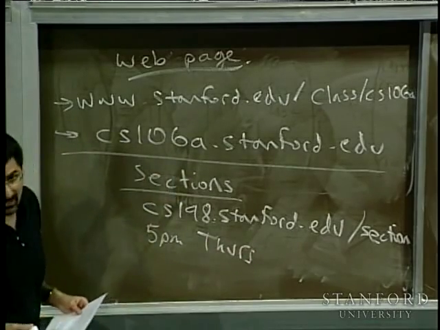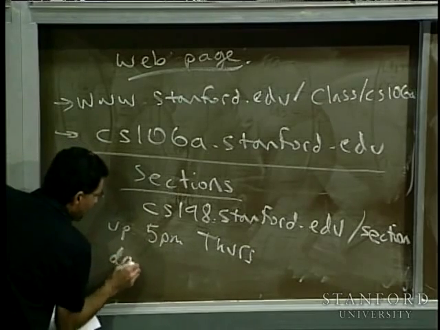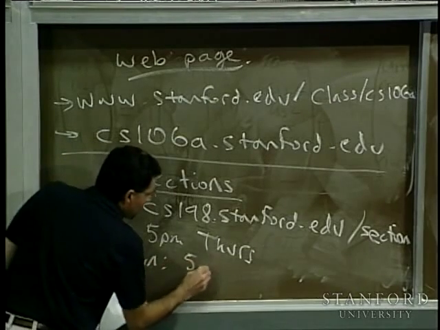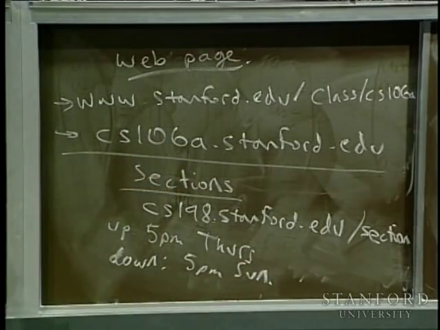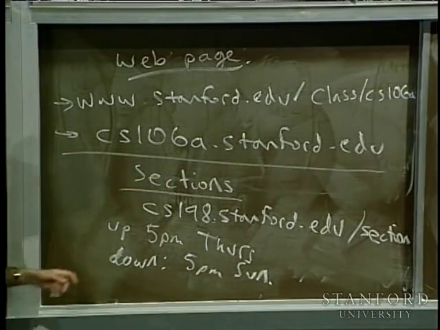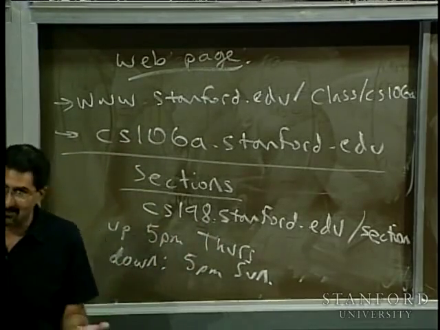So if you try to go there now, you can't sign up. But remember 5 p.m. Thursday. So they're up, and then they're down at 5 p.m. on Sunday. Okay, so make sure you sign up probably this weekend. If you're planning on being out of town this weekend, you want to sign up before you go. Sign up early, but don't sign up often because you only need one section.